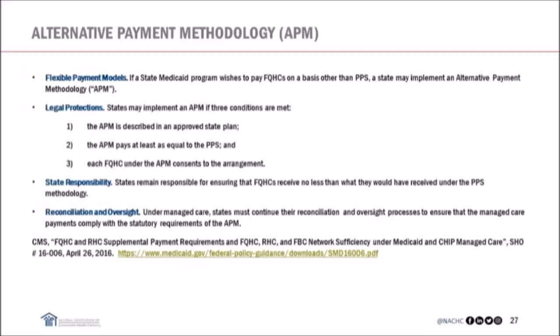The state still has an obligation under that state health official letter to ensure that the managed care company's payments comply with the statutory requirements of the APM, which means that the health center receives at least their full PPS rate for every encounter. Because as you and I know, managed care companies do deny payments for all sorts of reasons, sometimes because your claim got denied because there was something amiss in it, sometimes because you might see a patient and you might not be the assigned primary care provider, so the plan might deny it.